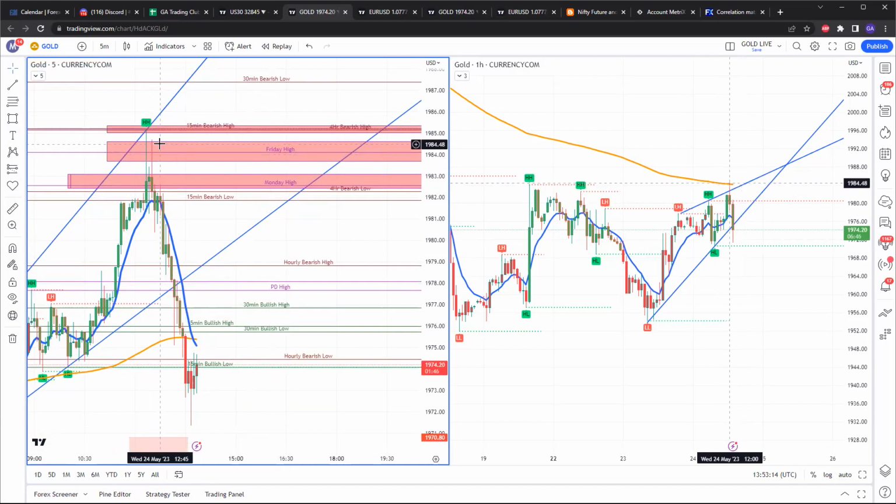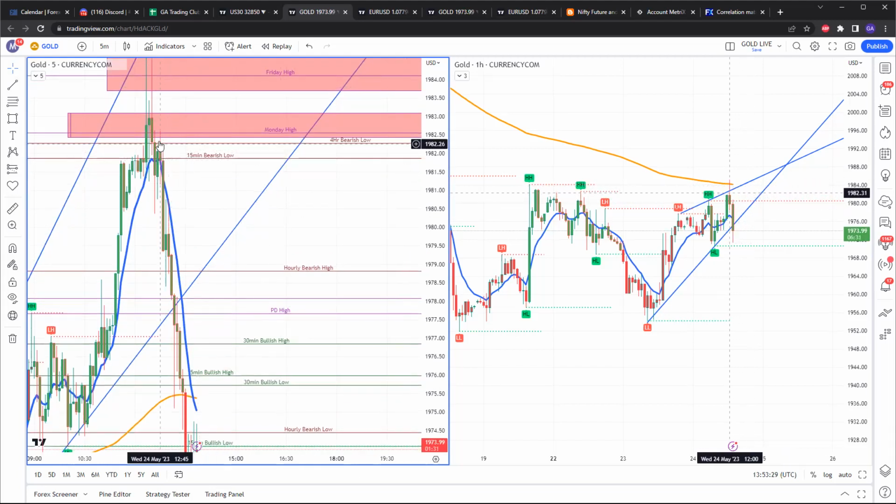I saw the Friday high here, and price closed below the Friday high. Then I waited for the 4-hour bearish low, which was going to give me confirmation. I wanted to see a perfect retest of the 4-hour bearish low and rejection. So when price got to the 4-hour bearish low, I waited for this candle to close below. That's my confirmation: the next candle to retest and close below.